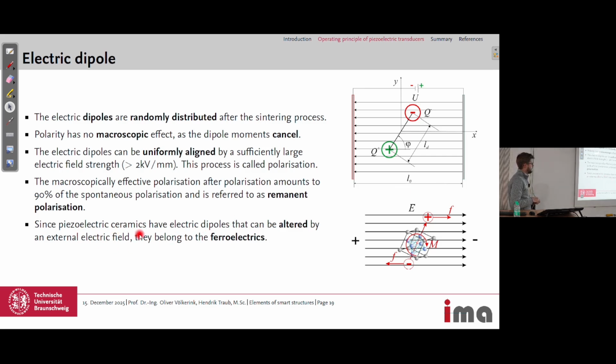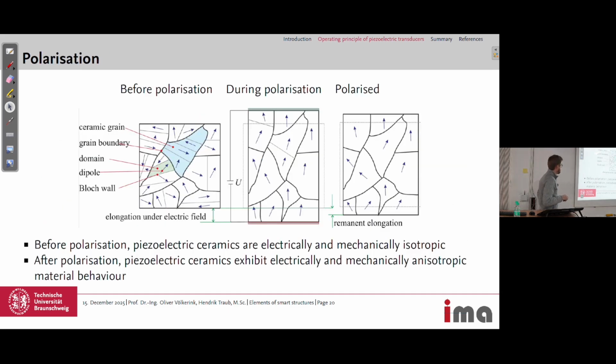Since the piezoelectric ceramics have these electric dipoles, they can be altered by an external field. They belong to the ferroelectrics, a term I already used before. So we apply the electric field one time before we can use the macroscopic piezoelectric effect. We have to have this polarization process to really use it. So what happens during polarization, or how can we visualize this on the grain and domain structure?